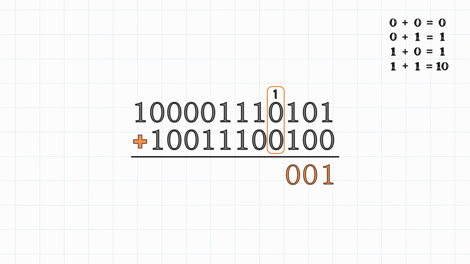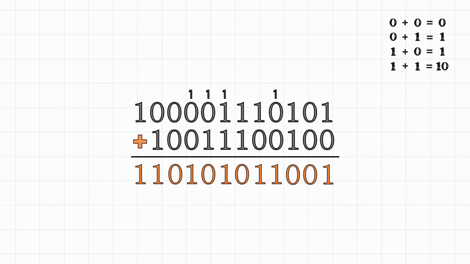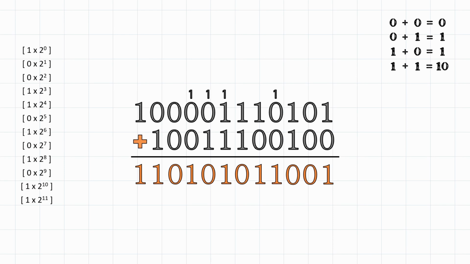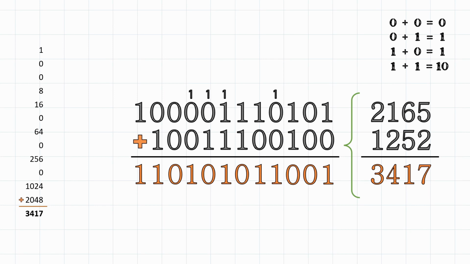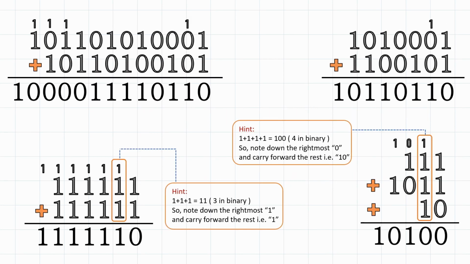Now we add the next digits along with the carry. Continuing in this fashion, from right to left, we add the rest of the binary digits. If you convert this result from binary to decimal, you can verify that we ended up with the same result that we got in decimal previously. You can always cross-check your binary arithmetic results this way. Here are some more examples of addition in binary. You can pause the video and have a look.